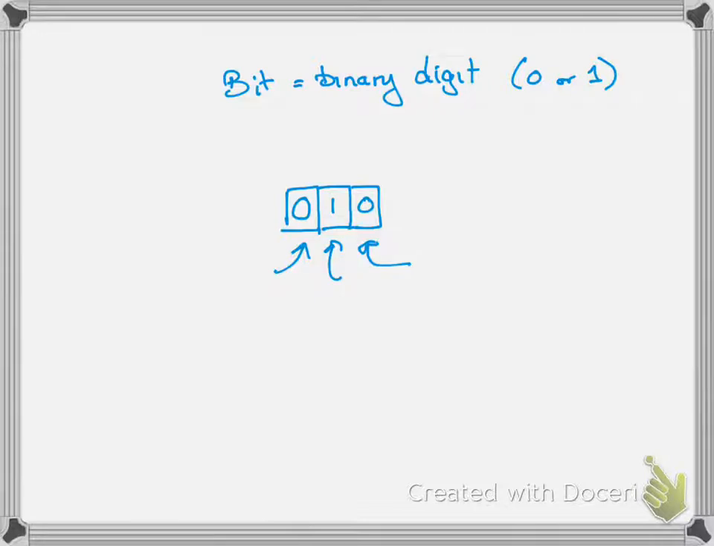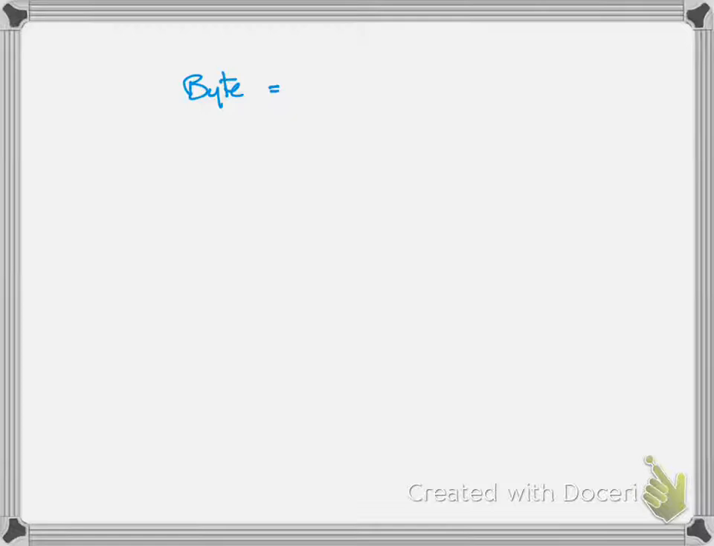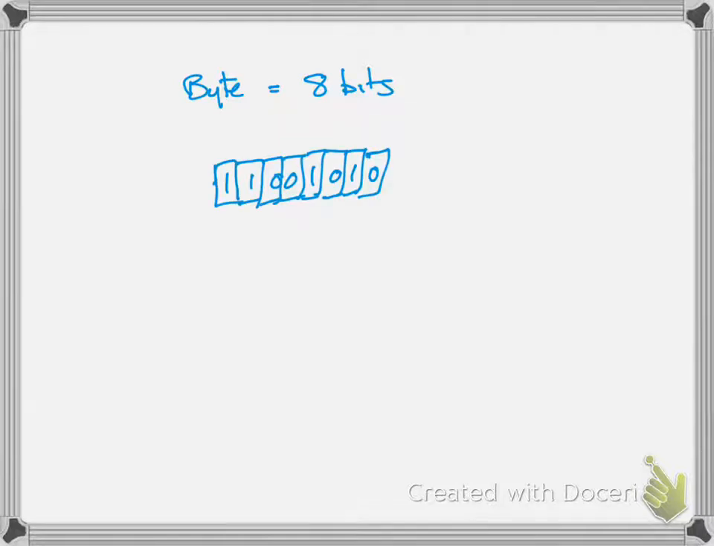Okay. So do you know what a byte is? A byte of information is 8 bits. So 8 bits of information makes a byte, and a byte is a typical length of information that might represent a single letter in the alphabet or something like that. We'll see how that works in a second.